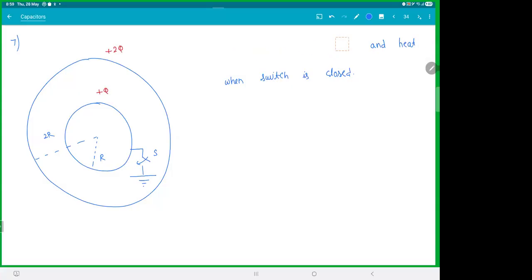Now, when the switch was open, so let's say initially the switch is open. Now, what are the charges here? If this is Q, this will be minus Q. If this is minus Q, this will be 3Q. This is clear. This is the scenario when the switch was open. So plus Q, minus Q, and 3Q. Okay, so this is the charge distribution.